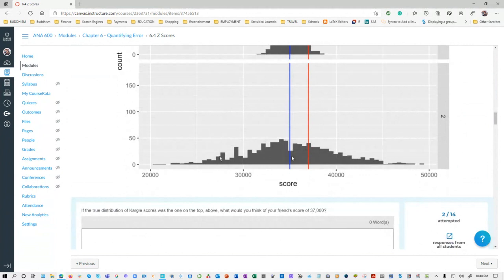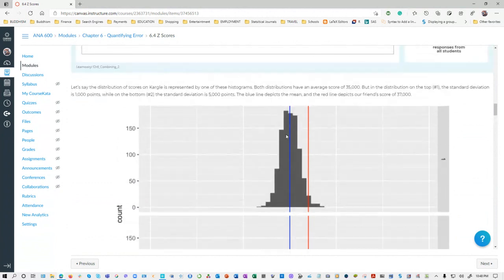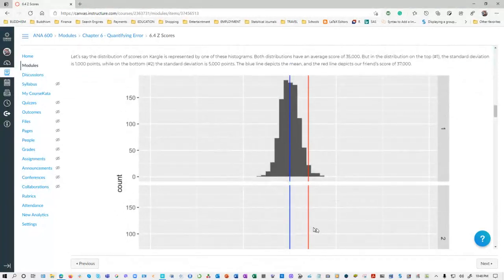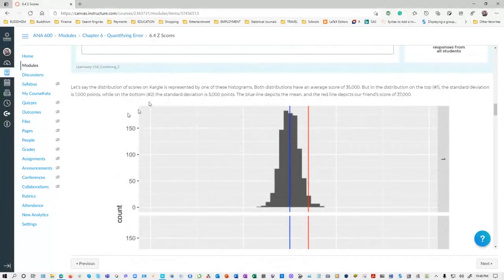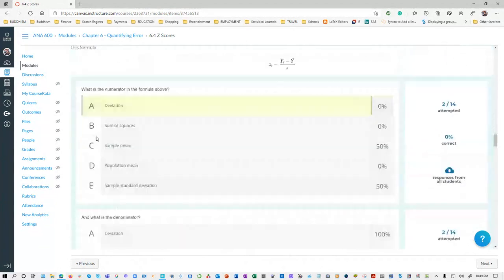This has more spread. Okay, this is not 1,500. I'm sorry. This one should be 1,000, the standard deviation. This is 5,000, the more spread. Okay, I had in my head that it was 500 and 1,000, but that's not the case. This one, the bottom one, is 5,000. 5,000 is the more spread, a higher standard deviation than this one.